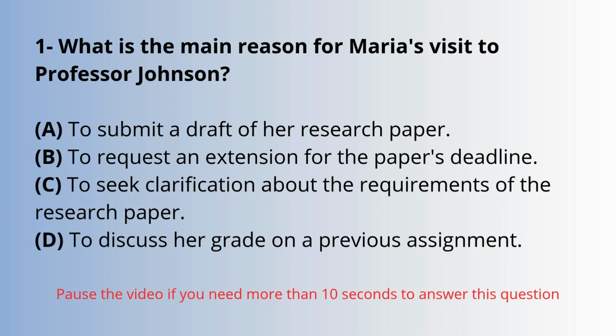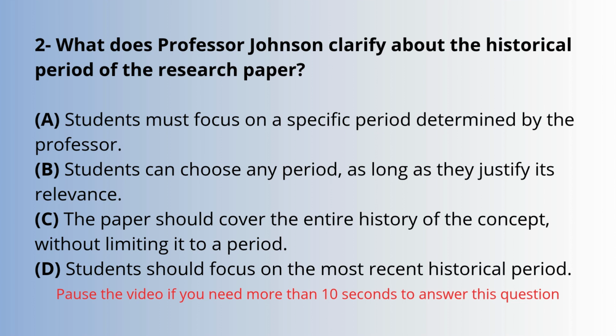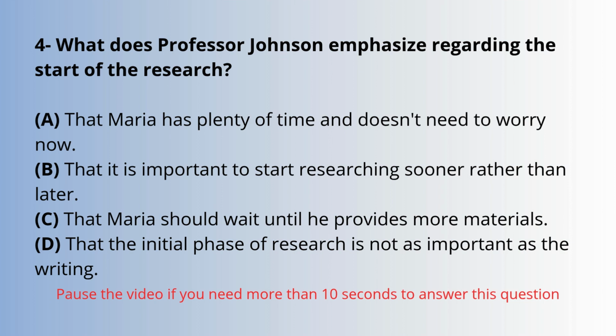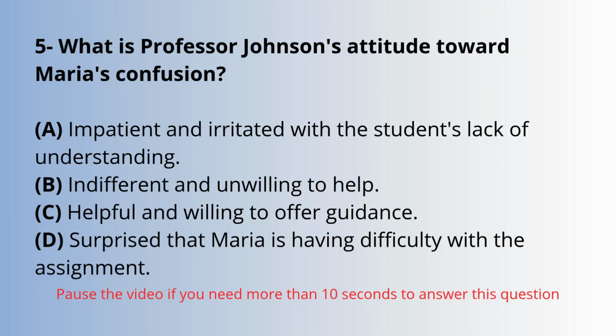One. What is the main reason for Maria's visit to Professor Johnson? Two. What does Professor Johnson clarify about the historical period of the research paper? Three. What types of resources does Professor Johnson suggest Maria use for her research? Four. What does Professor Johnson emphasize regarding the start of the research? Five. What is Professor Johnson's attitude toward Maria's confusion?